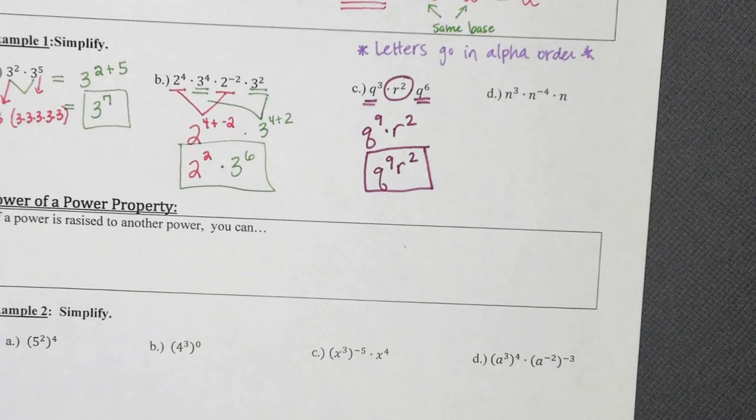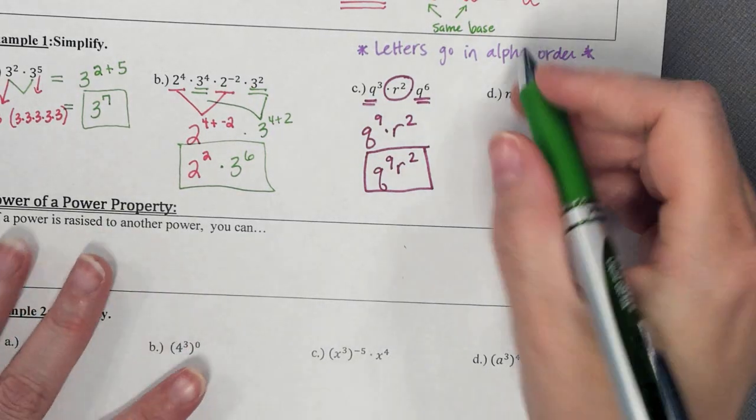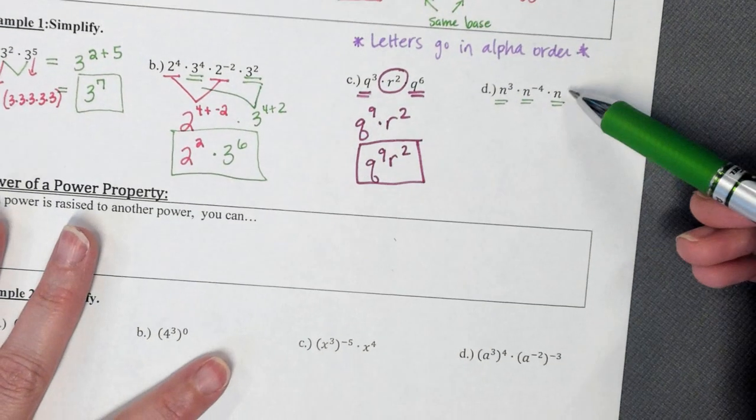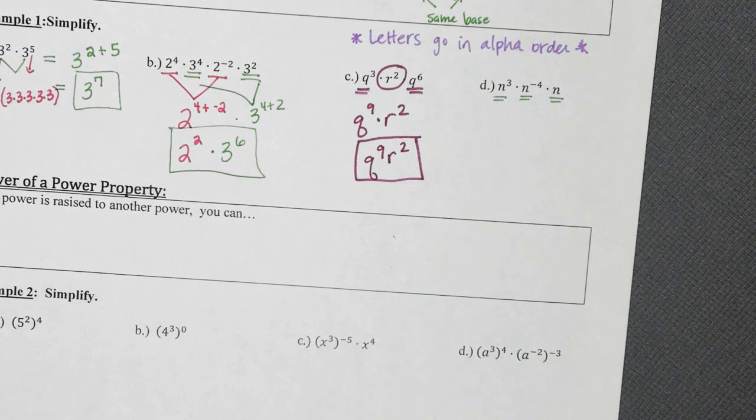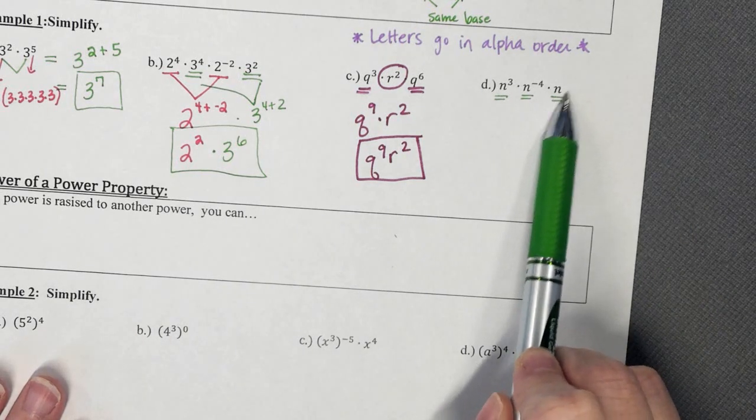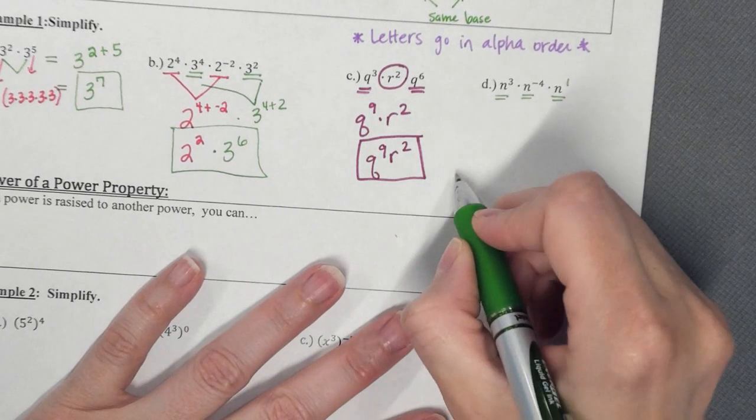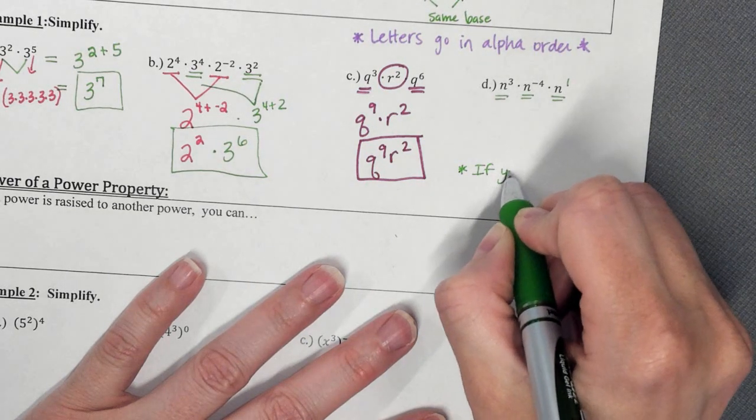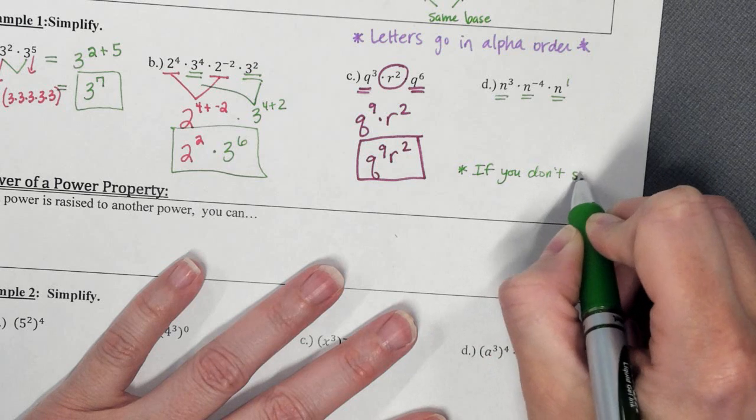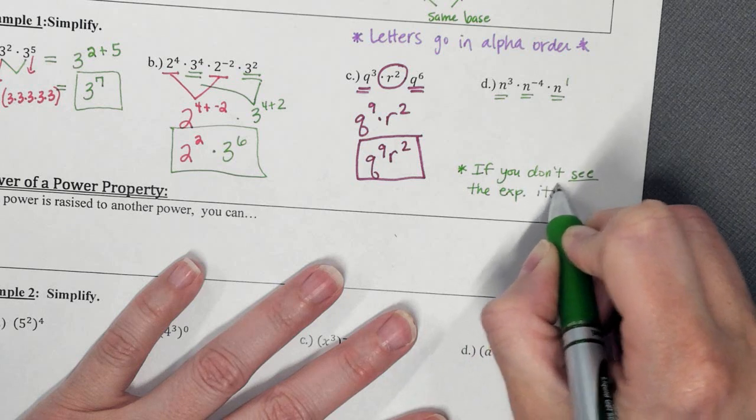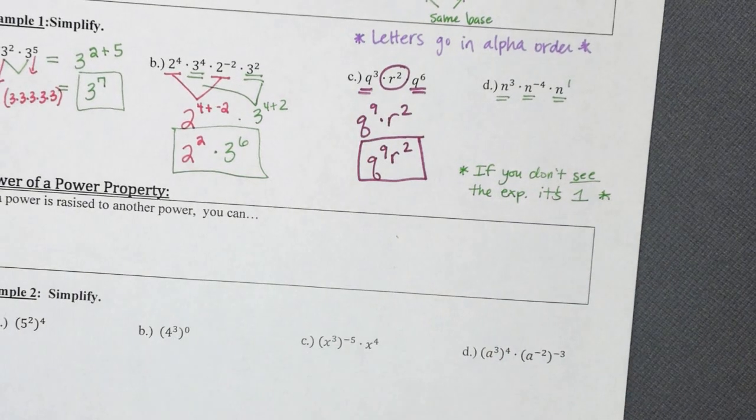Okay, now for part D, you have the same base for all of them. They all have the variable n. Okay, but you can't see an exponent on n. So do you guys remember what it is if you can't see it? No? Not 0. Because if it was 0, that would take this away. Anything to the 0 power would be 1. It's 1. Yep. So if you don't see the exponent, that's when it's 1.